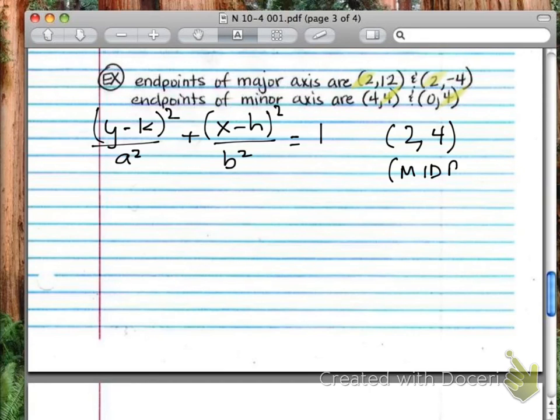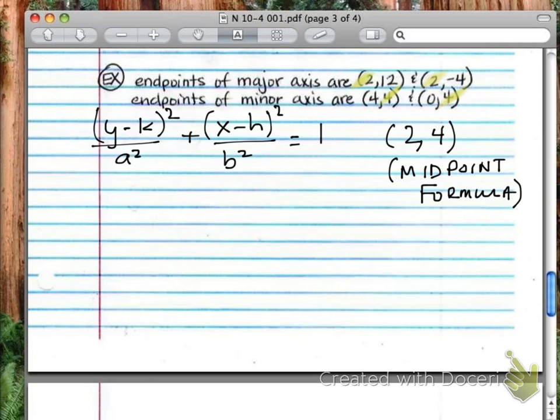Are we going to use the endpoints of the major or the minor? Either one will work. Both of them will work. If it's the middle, it's got to work, and I've tested both of them. So make a note, if you're taking notes, that we used the midpoint formula, so you know how I got (2, 4). Use the midpoint formula, okay?